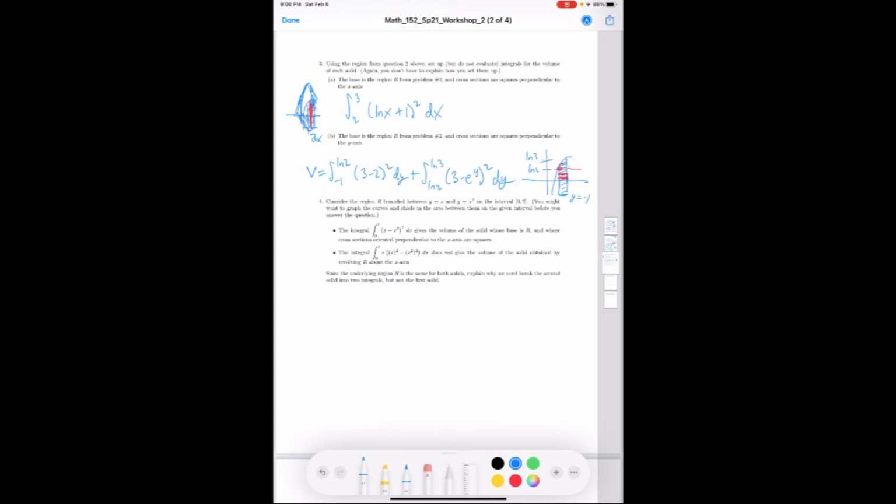Let us go on to the next problem. Consider the region bounded by y equals x squared on the interval [0, 2]. So let's draw the region, and I'll show you why one of these gives the volume described, and the other one does not. So the thing to recognize here is that the region looks basically like this. I want to draw this in a different color, actually.